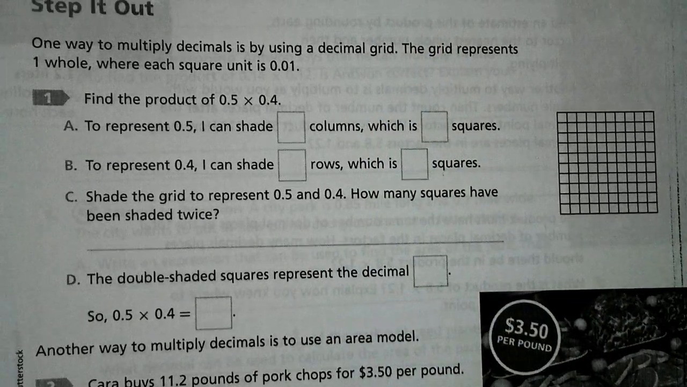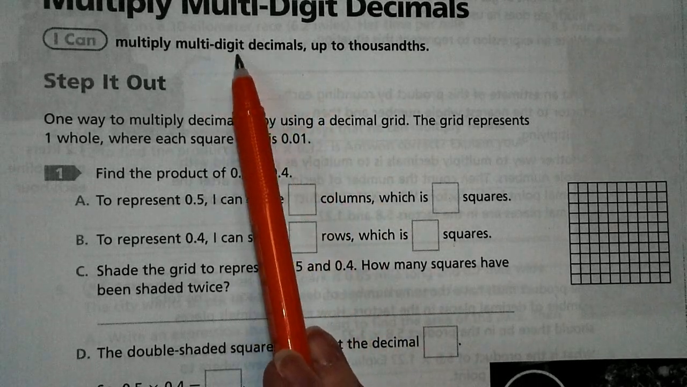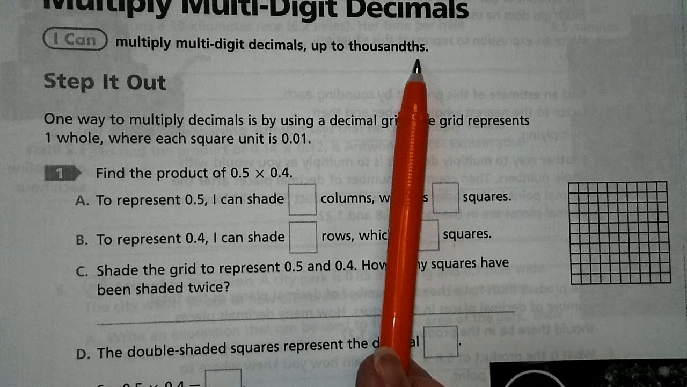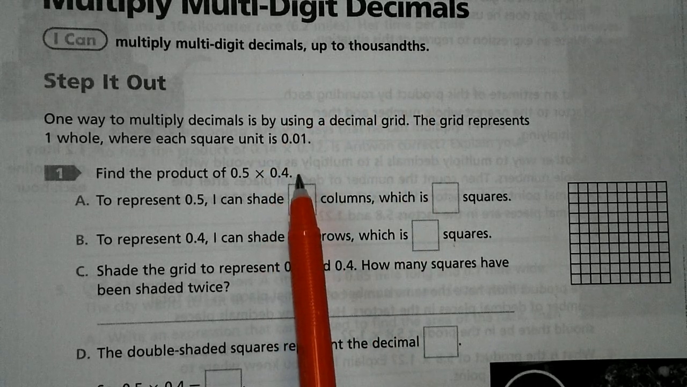Right, so our goal today is to be able to multiply decimals up to the thousandths place. So that means our decimal place will go no further than 3 places.